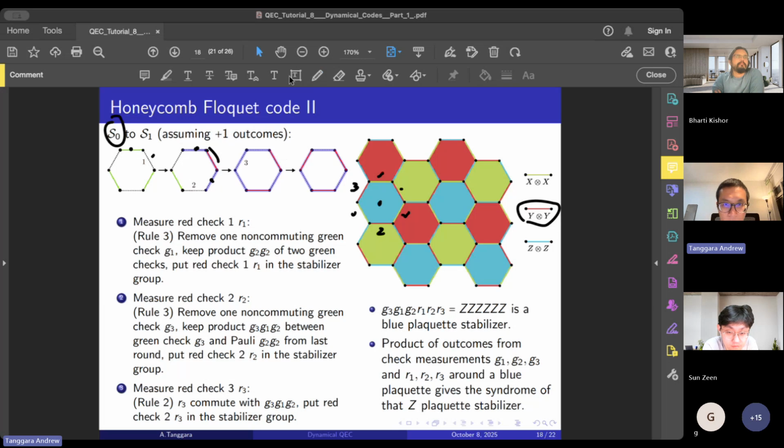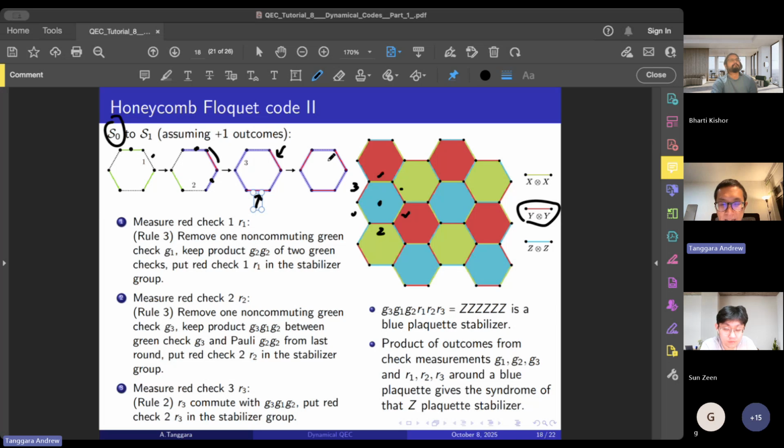Let's get rid of that. And I also have these two red checks in my stabilizer group now. And then the last one, this red check number 3, is going to commute with this 6 qubit thing, right? Because it coincides on two qubits. So what that means is that now I'm done.